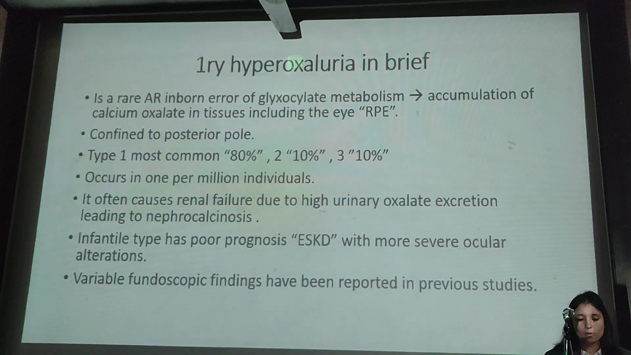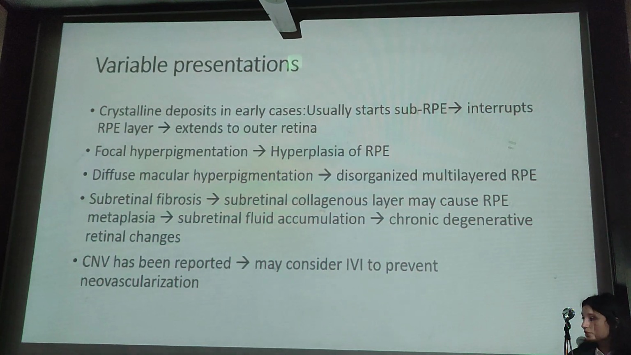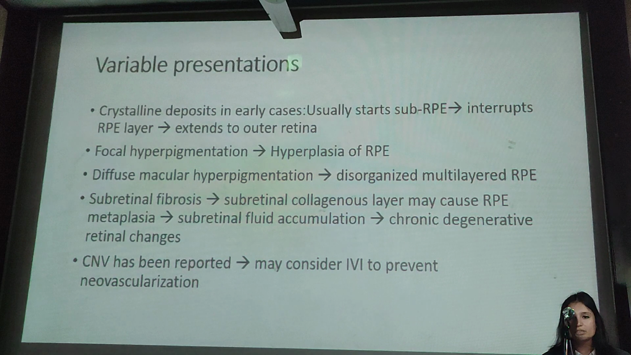It's mainly confined to the posterior pole, like we have seen in our patient, and it occurs in 1 per million individuals. It often ends with end-stage kidney disease, especially the infantile type, while the non-infantile type is less severe and causes fewer ocular alterations. It has variable ocular presentations, starting from sub-RPE deposits, interrupting the RPE layer, extending to the outer retina with focal hyperpigmentation, hyperplasia of the RPE, with diffuse macular hyperpigmentation, causing disorganization of the RPE layers. Also, it can cause subretinal fibrosis with chronic degenerative changes ending in geographic atrophy of the macula.